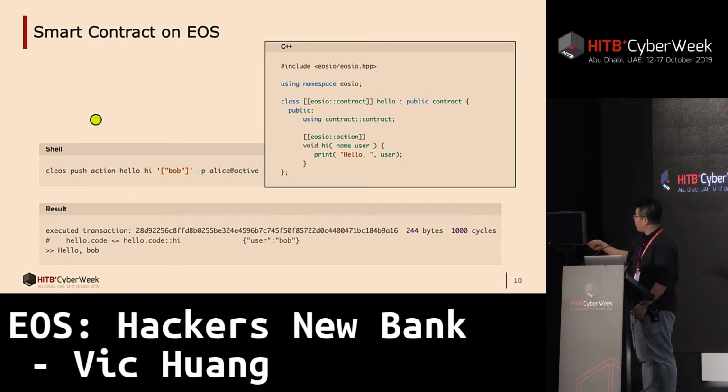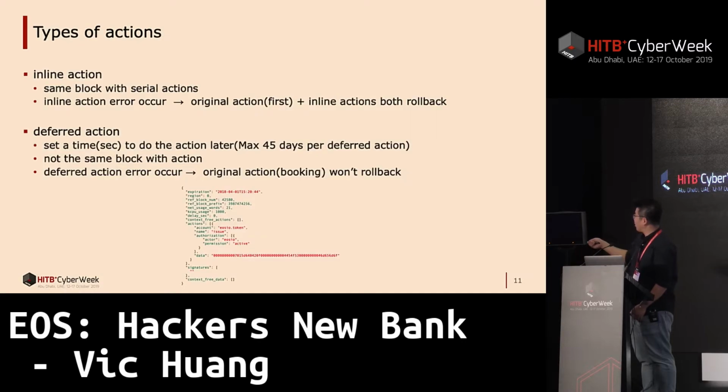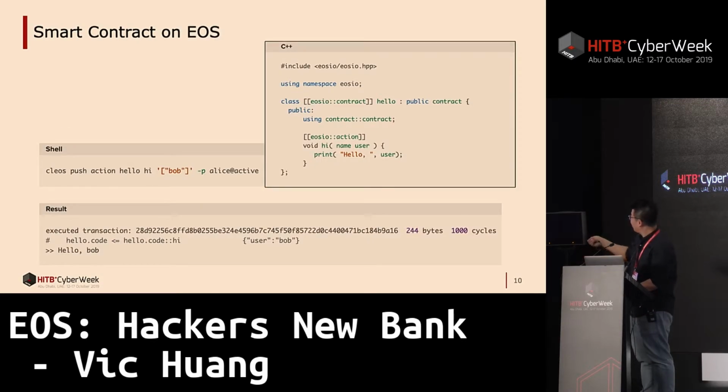So what does this instruction do? It calls the hi function in the hello smart contract with the data named Bob. So in the function hi, you'll say hello to the username. After the execution, the result will be like this: say hello to Bob.